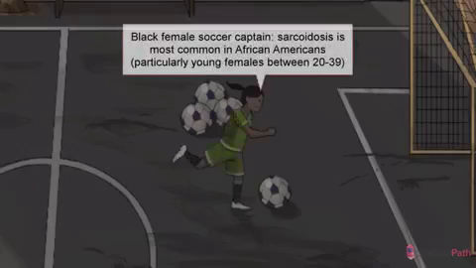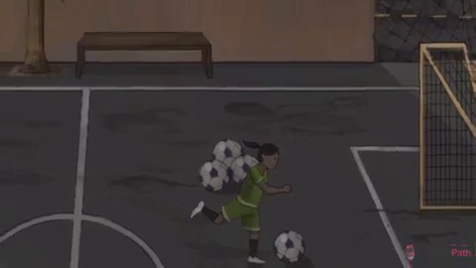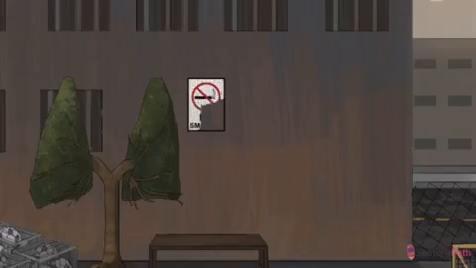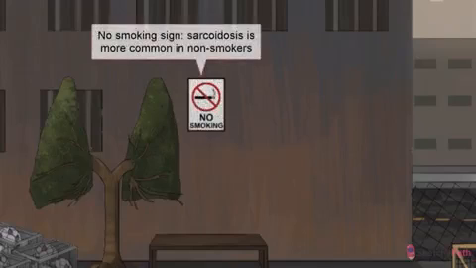In the US, sarcoidosis is seen more commonly in African Americans, 10 times more frequently than in the white population, in fact. The disease is also more common in women than men, and incidence peaks between 20 to 39 years old. So whenever you think of sarcoidosis, think of a young, female, African-American soccer player. Interestingly, sarcoidosis is actually more often found in non-smokers.